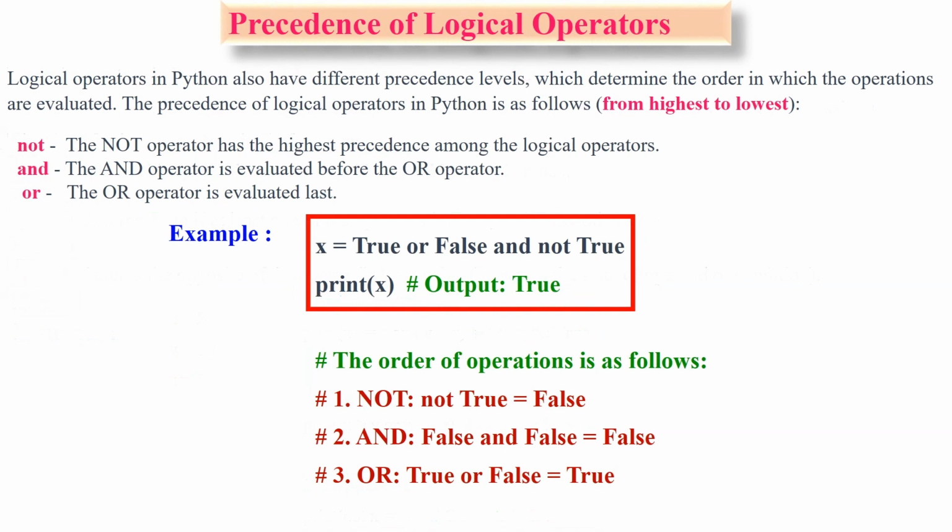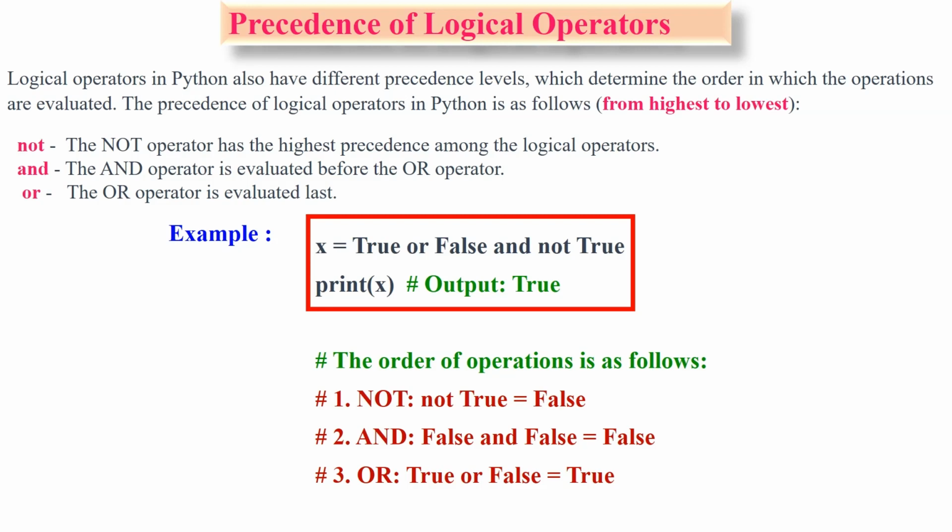Logical operators in Python also have different precedence levels, which determine the order in which the operations are evaluated. The precedence of logical operators in Python is as follows, from highest to lowest. NOT: the NOT operator has the highest precedence among the logical operators. AND: the AND operator is evaluated before the OR operator. OR: the OR operator is evaluated last.